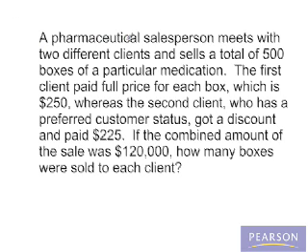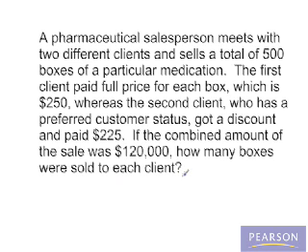A pharmaceutical salesperson meets with two different clients and sells a total of 500 boxes of a particular medication. The first client paid full price for each box, which is $250 a box, whereas the second client, who has a preferred customer status, got a discount and paid $225 per box. If the combined amount of the sale was $120,000, how many boxes were sold to each client?